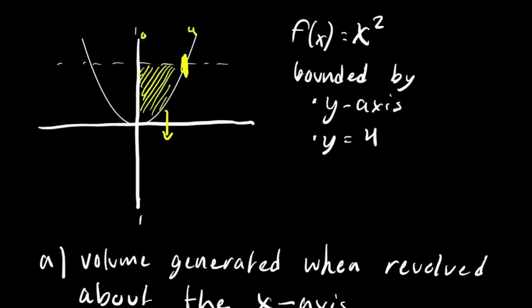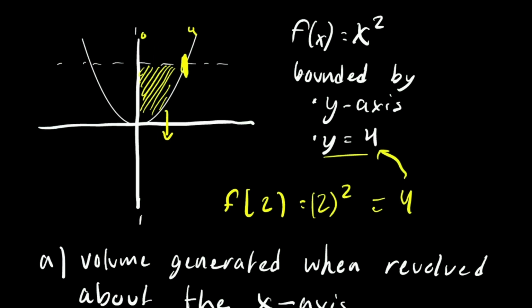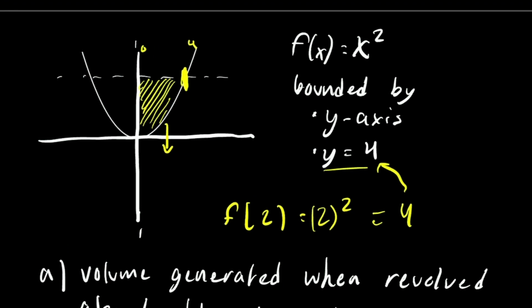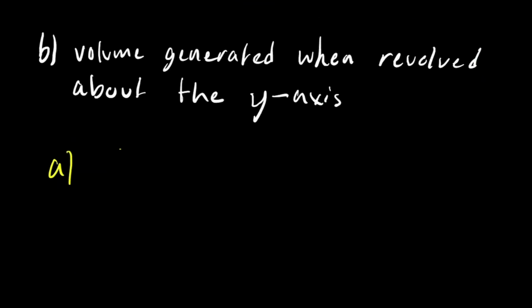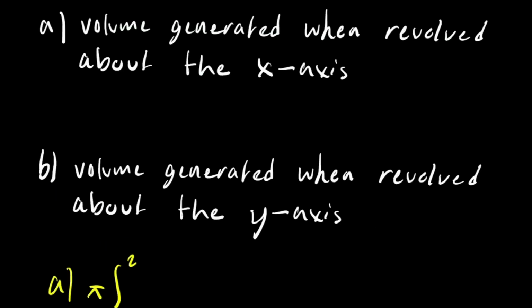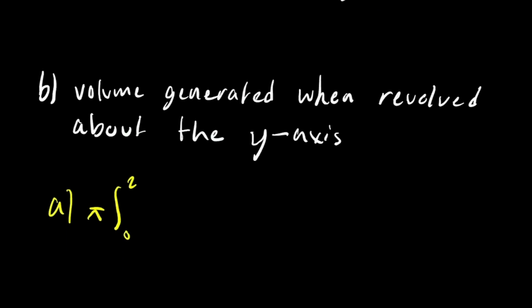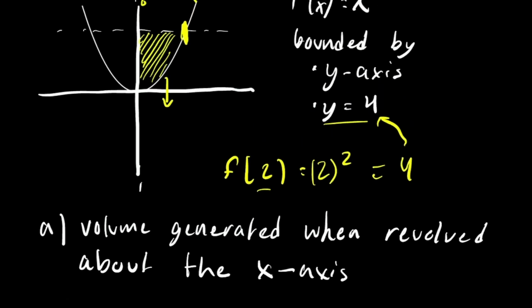It's x equals 2. Because where it intersects y equals 4, f of 2 equals 2 squared, which equals 4. So that's where it intersects. So we're integrating from 0 to 2. Got to be careful when it asks you questions like that. So 0 to 2 of x, actually, this is a really good one to go over.